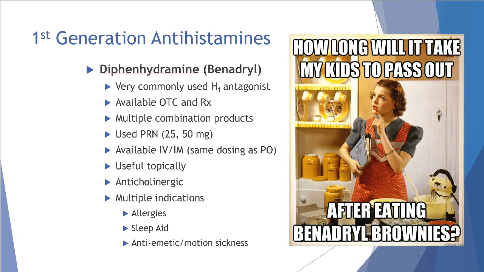First generation antihistamines, so everybody probably has heard of Benadryl or maybe even taken Benadryl at some point in their life. It's a common antihistamine, available over-the-counter and prescription. So the prescription products are usually a little bit higher strength. It does come IV-IM as a prescription product. So if somebody is having active anaphylaxis, we're going to give them IV Benadryl usually. It's the same dosing as oral too, which makes it easy.